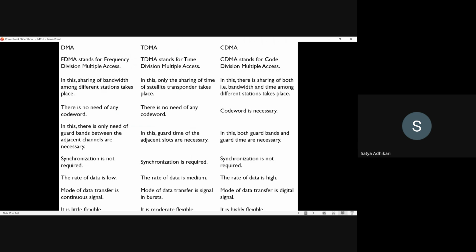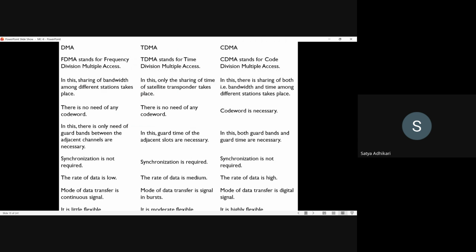And in the last one, CDMA, there is a sharing of both bandwidth and time among the different stations. So if you compare these three, only bandwidth is shared in FDMA, the sharing of time takes place in TDMA, and both bandwidth and time are shared in CDMA. There is no need of any code word in FDMA. There is no need of any code word in TDMA either, but a code word is necessary in CDMA.